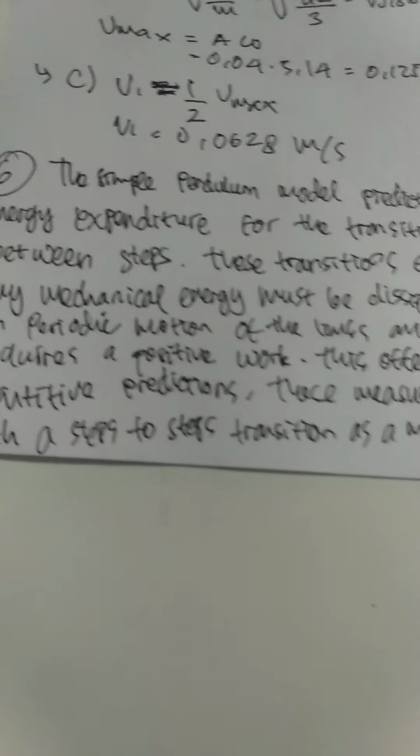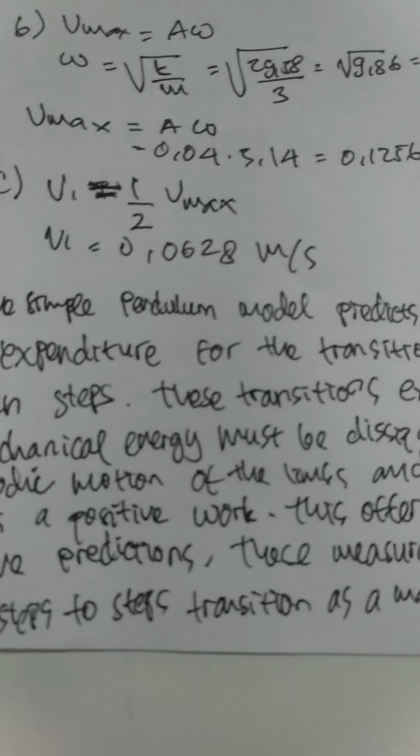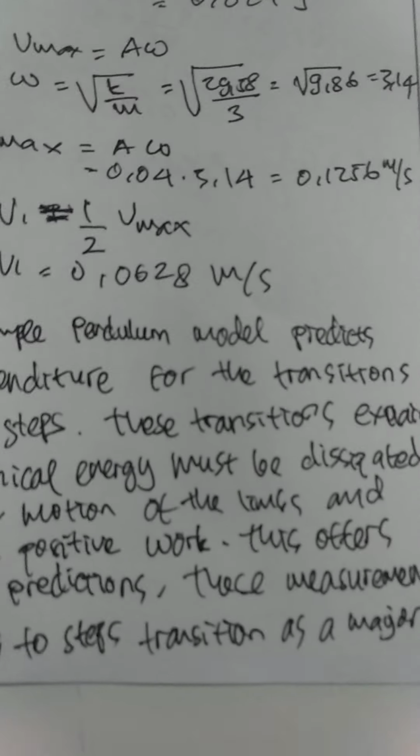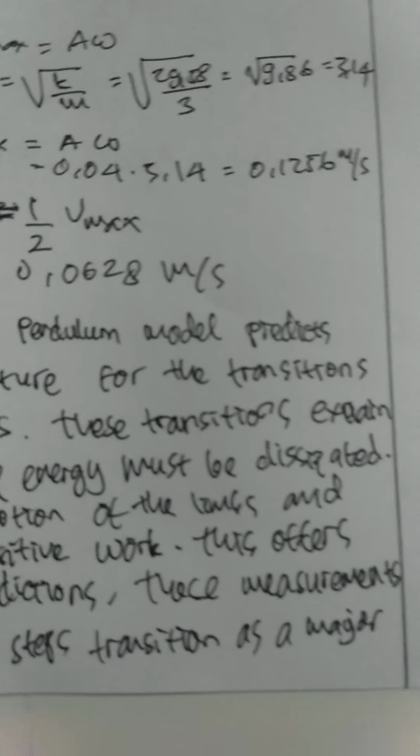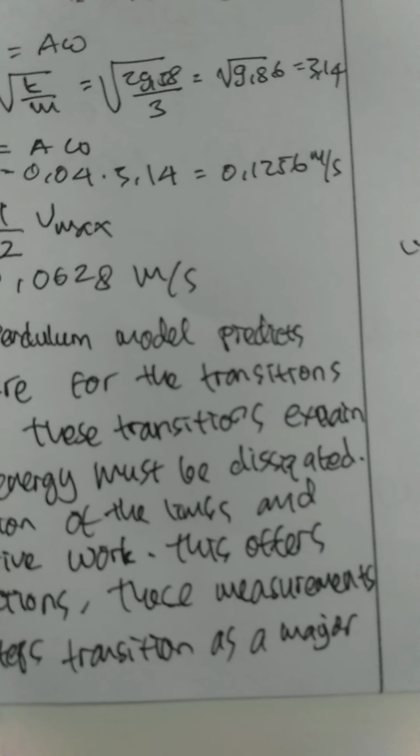Number 6. You claim that the pace of a comfortable walk can be predicted if we model each leg as a physical pendulum.